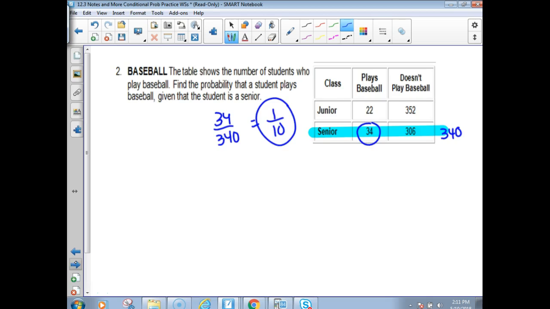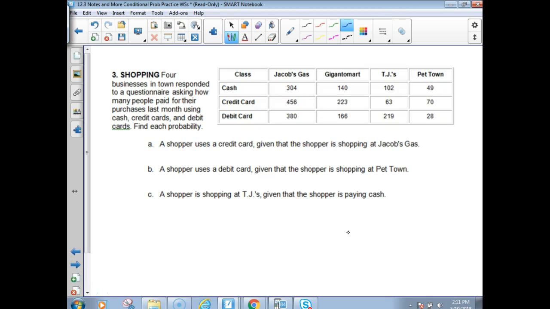Okay, next example. Shopping. Four businesses in town responded to a questionnaire asking how many people paid for their purchases last month using cash, credit cards, and debit cards. Find each probability. We've got four different stores. We just want to read the questions, and then we'll figure out whether we want to look vertically or horizontally first. A shopper uses a credit card given that the shopper is shopping at Jacob's Gas. So we look at the last part, given that they're shopping at Jacob's Gas. That's going to determine the column we're looking in. So that would be this.